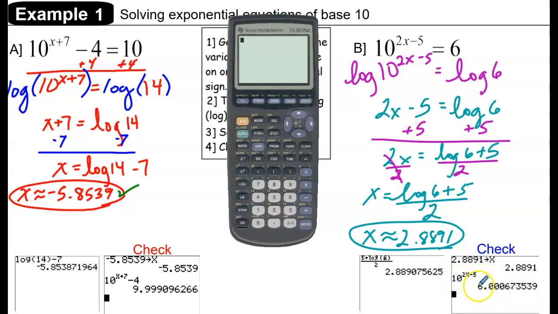So 10 to the 2x minus 5 is 6.0007, which is very close to 6. Or if you want to check the exact value, remember, instead of storing the rounded decimal, you need to store the exact answer. So we would need parentheses around our numerator. So the log of 6 plus 5, that quantity divided by 2, is stored as x, and then 10 raised to the 2x minus 5 power equals 6, and it checks, we get back a 1.